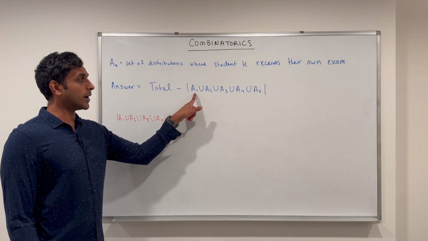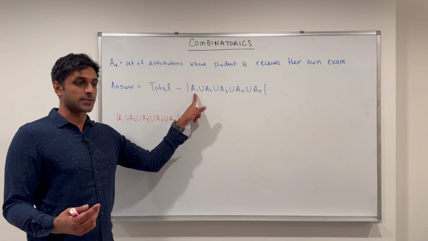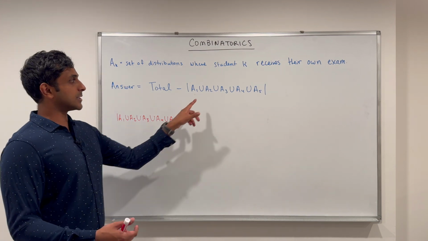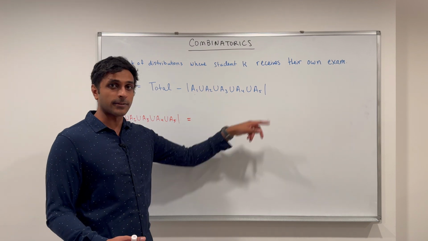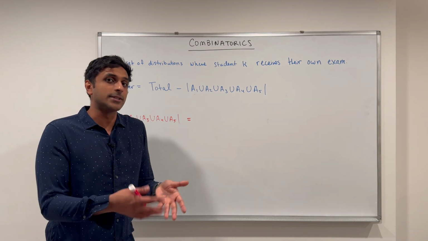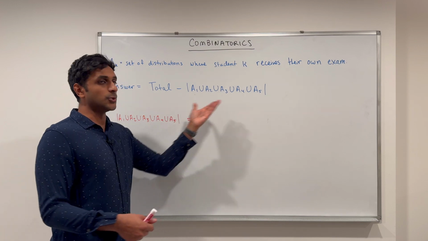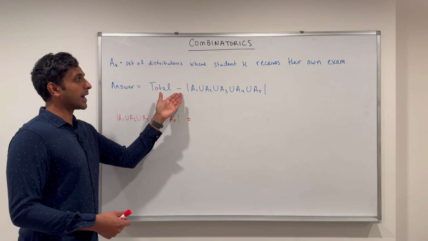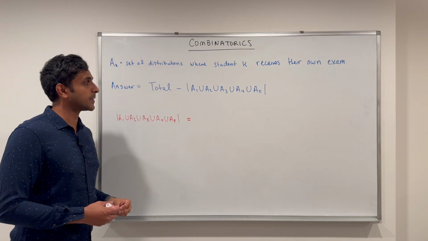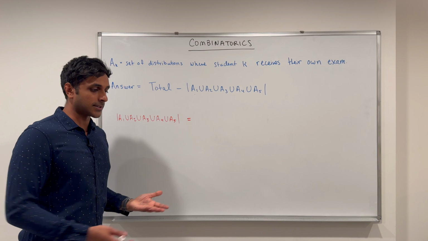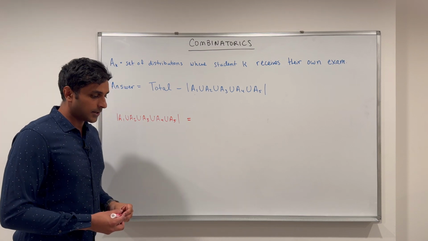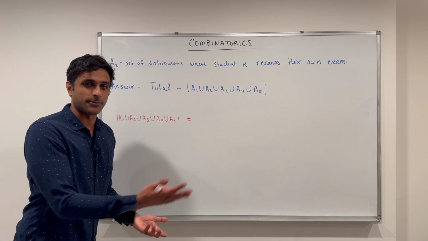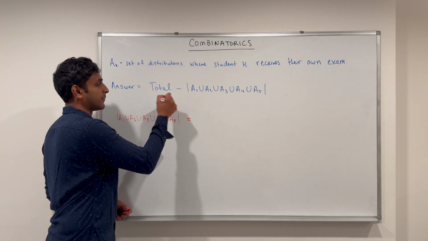So let A1 be the set of distributions where student 1 specifically gets back their own exam. And similarly, we can define A2, A3, A4, and A5, and the set of distributions where at least one person gets back their own exam is the union of those 5 sets. So we want to find the total number of distributions minus the size of that union. So what is the total number of ways I can give back the 5 exams? Well, that's just how many ways can I order 5 exams amongst the 5 students. So that would be just 5 factorial.